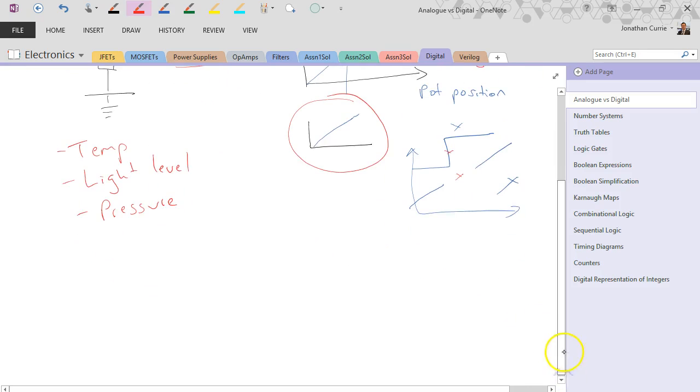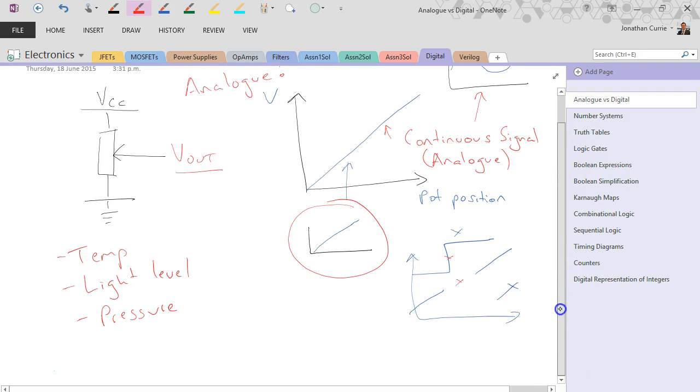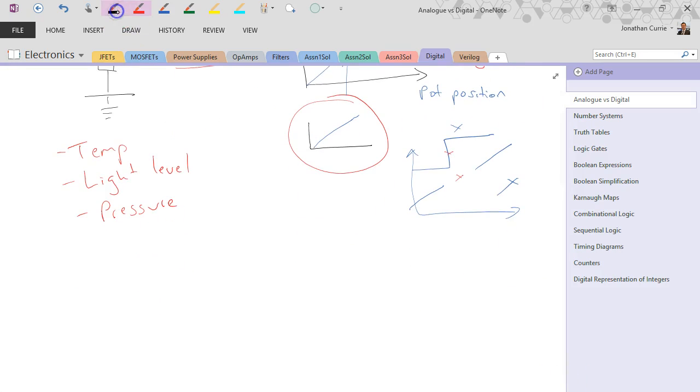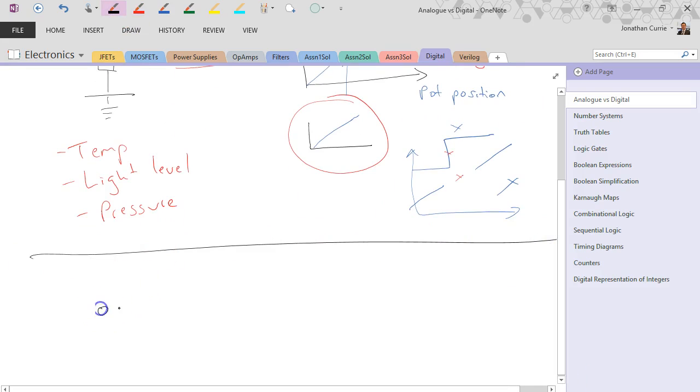So let's have a look then at what a digital signal would look like instead. And the easiest analogy is a switch. VCC, V out. The switch goes on at some time t, and the voltage goes up when you close the switch. So we have two, in this case, discrete voltage steps.